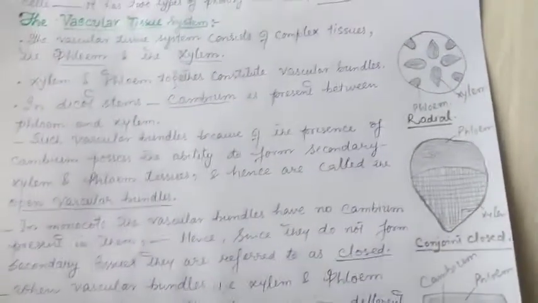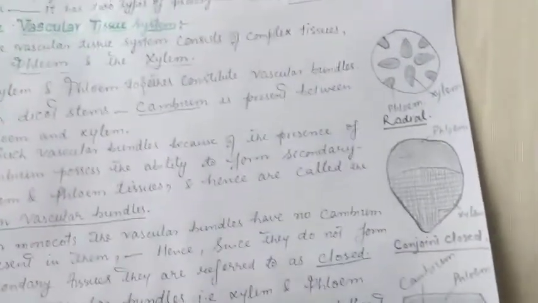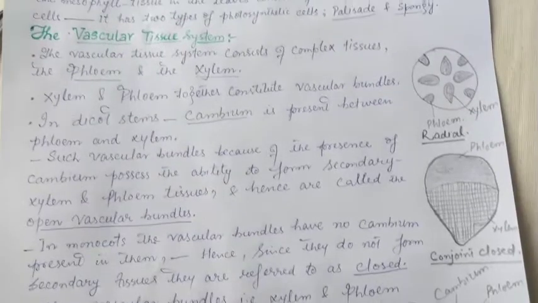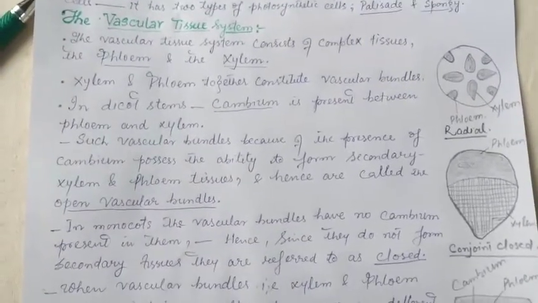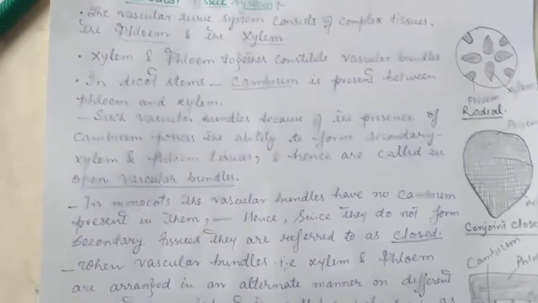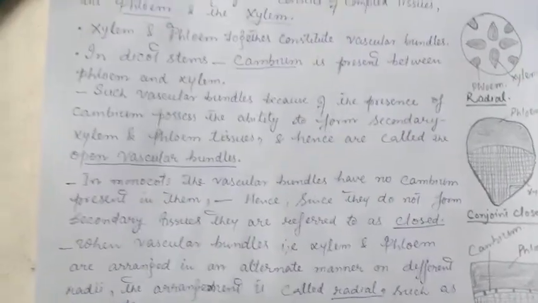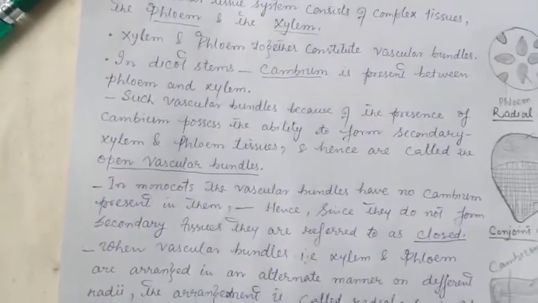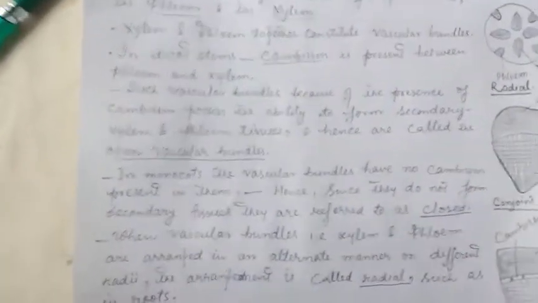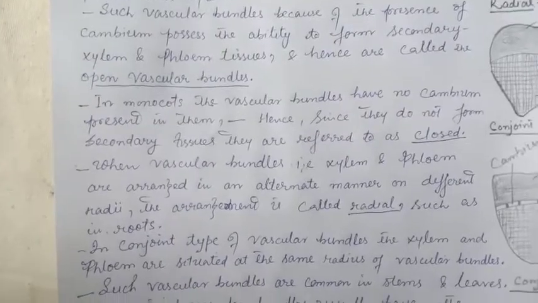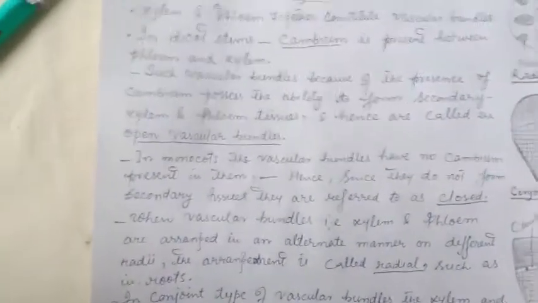And in our next class, we will take up the anatomy of dicotyledonous and monocotyledonous plants, wherein we will discuss their internal structure by taking up the transverse sections of the different organs of the plants.